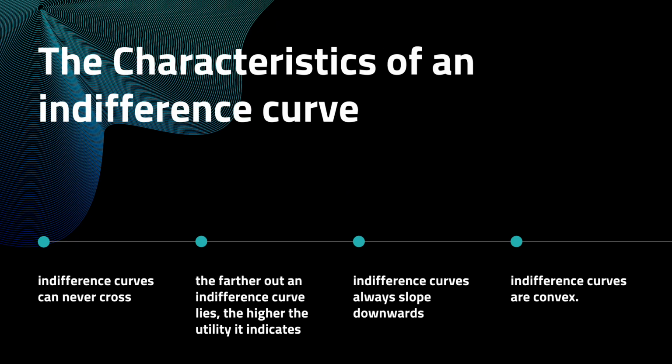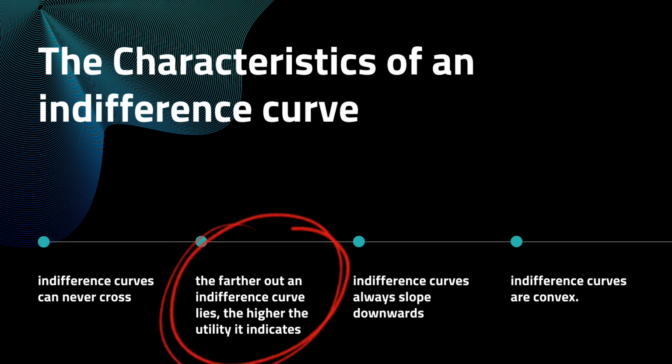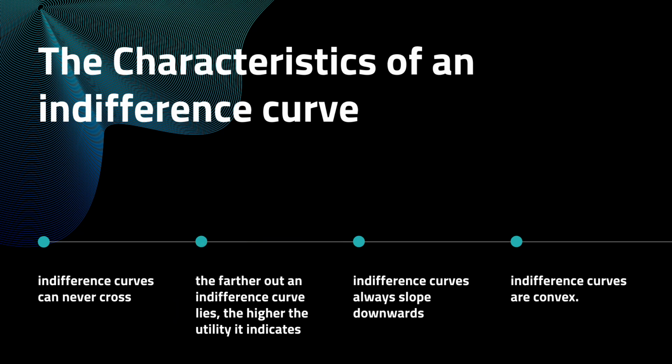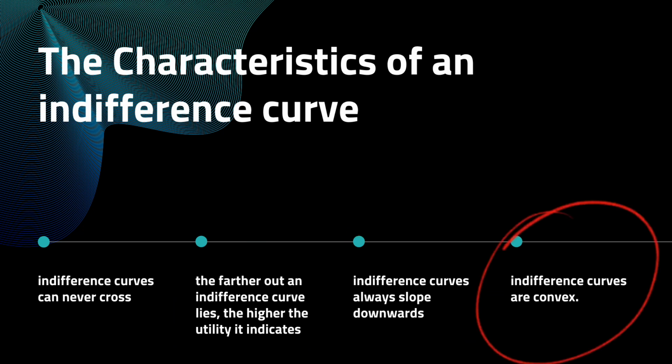Now we will talk about the 4 characteristics of indifference curves. First, indifference curves can never cross. Second, the farther out an indifference curve lies, the higher the utility it indicates. Third, indifference curves always slope downwards. And fourth, indifference curves are convex.